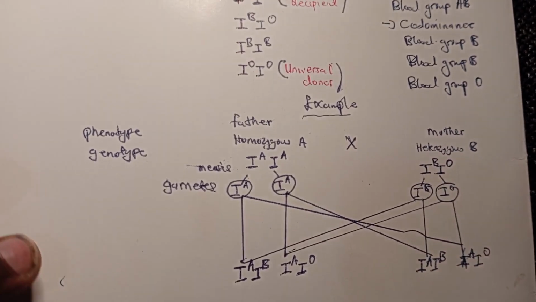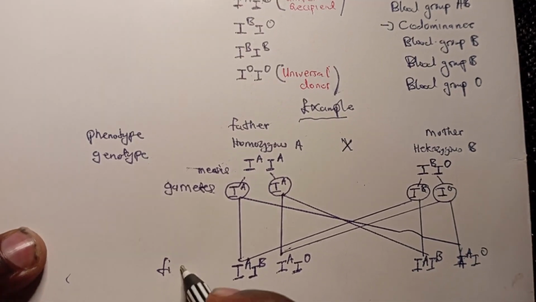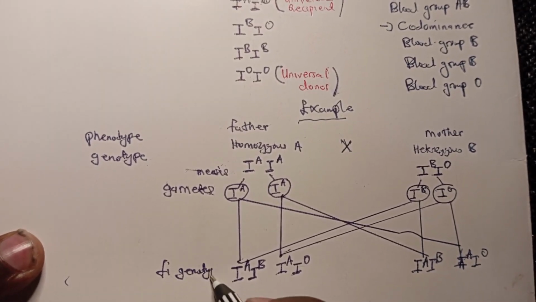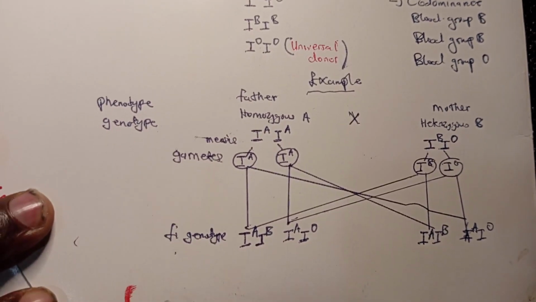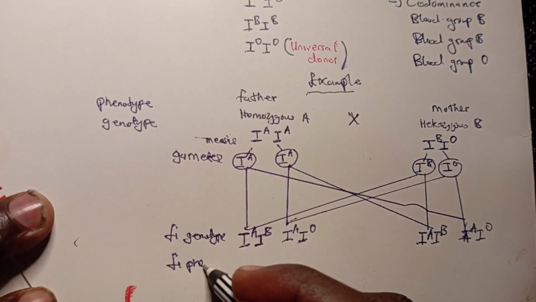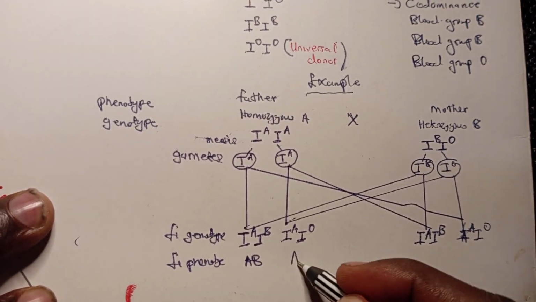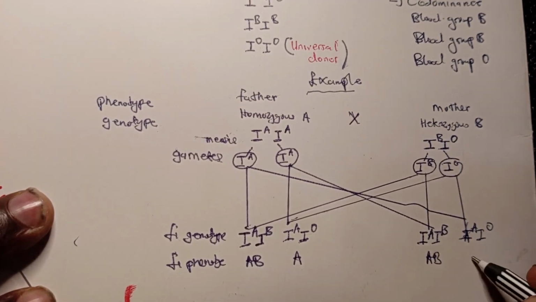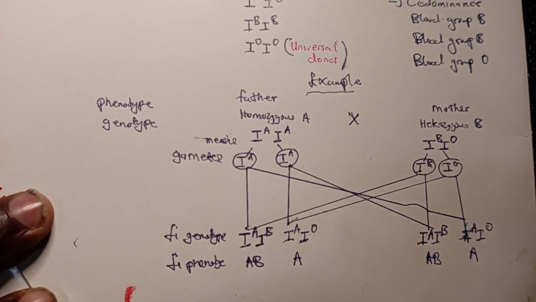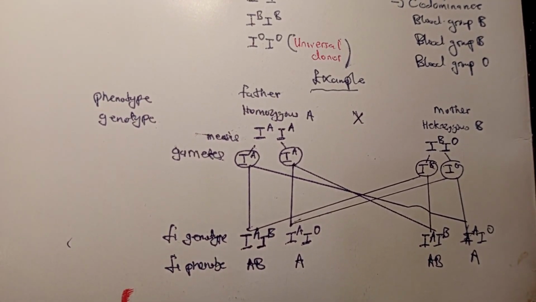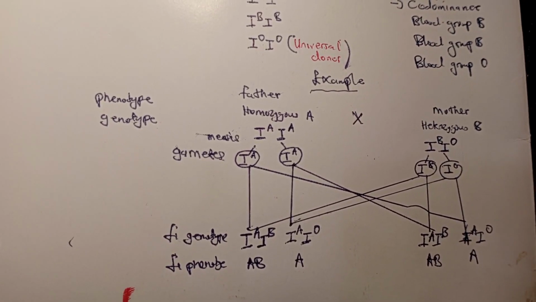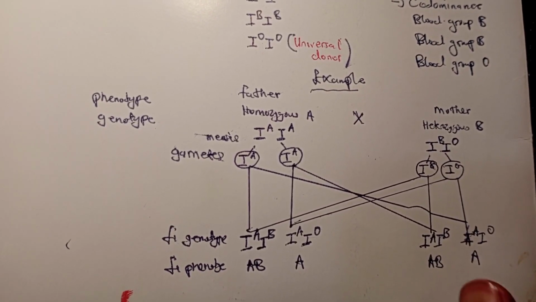So we call this the F1 genotype. Then the F1 phenotype will be: this is blood group AB, this is blood group A, this is blood group AB, and this is blood group A. This is how you can perform these test crosses for blood groups. Just simple and straightforward; it depends on what the question is asking you. So let's now go to sex-linked inheritance.